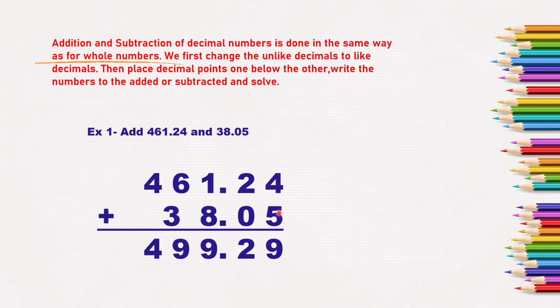Here 4 plus 5 is 9, 2 plus 0 is 2, 1 plus 8 is 9, 6 plus 3 is 9 and 4 plus nothing is 4 itself. So when you add 461.24 and 38.05, you will get the sum as 499.29. Look at one more example.